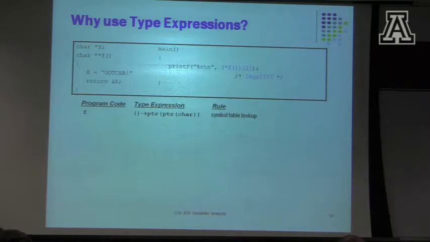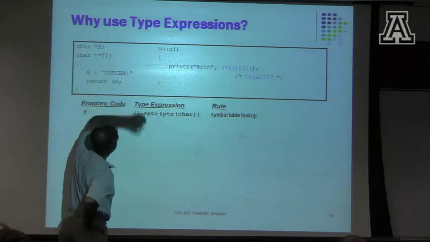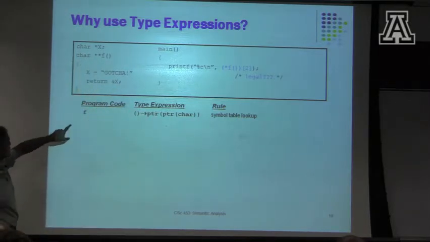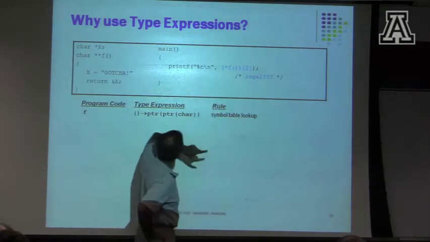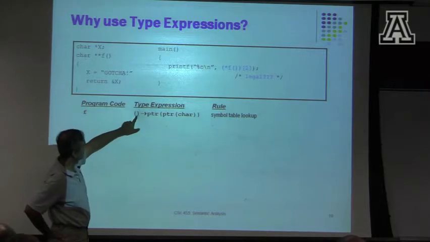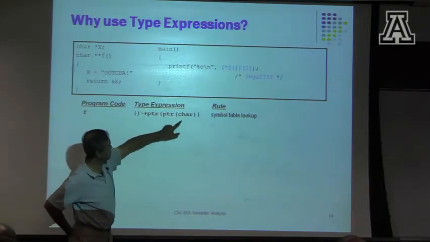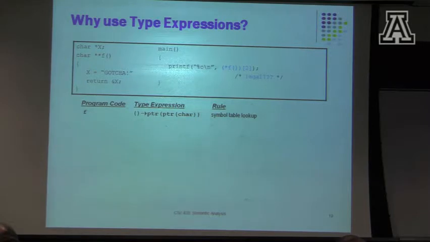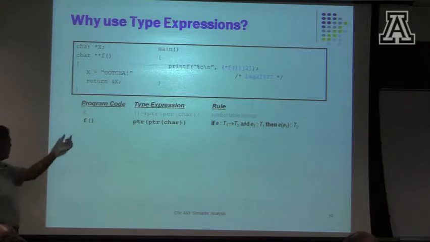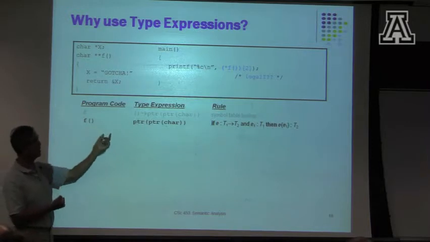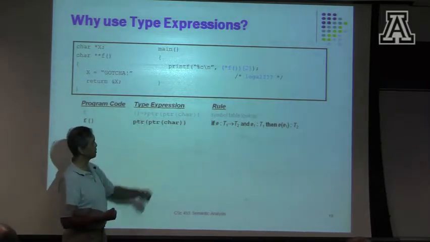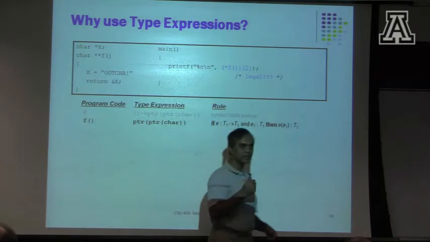So let's see what happens. Well, from my program, I can look this up. And just regular symbol table lookup says that f is something that takes no arguments and has return type pointer to char. Right? So this is just symbol table lookup. So from this, the result of applying the function, so actually making the function call. So what happens when I make the function call? The return value is of type pointer to char. Okay, so where does this come from?